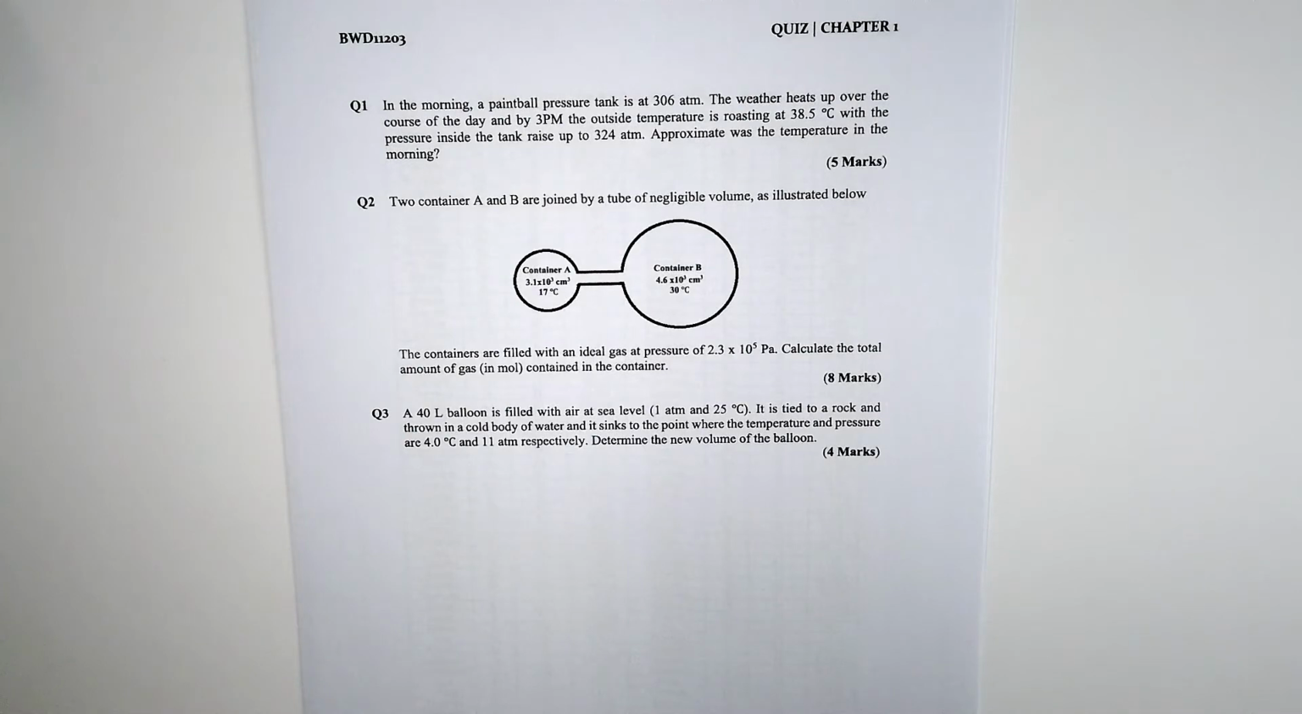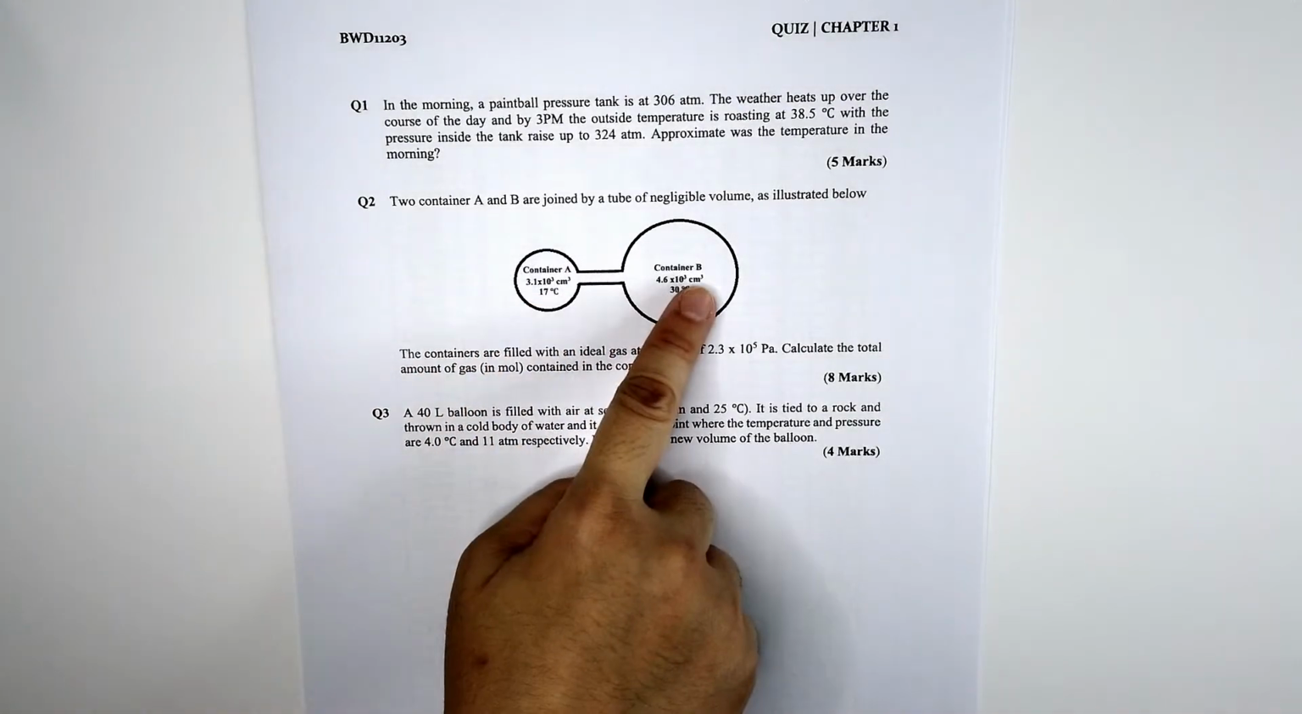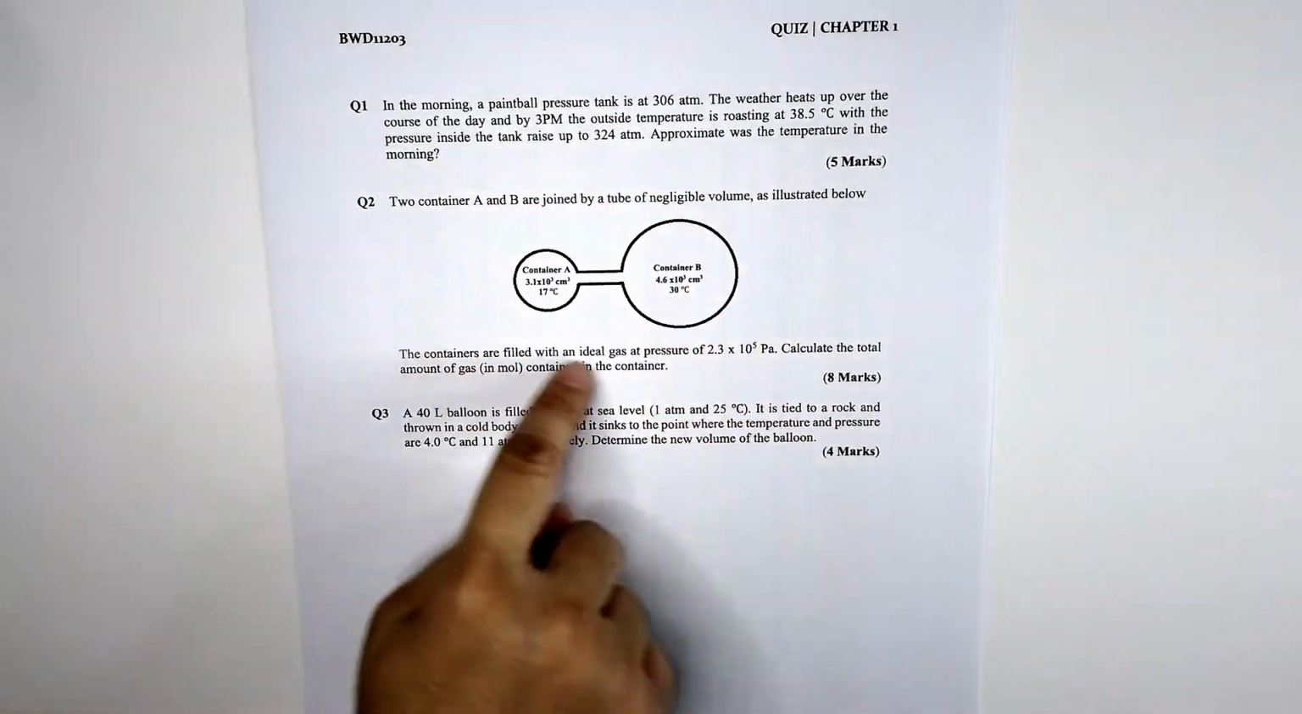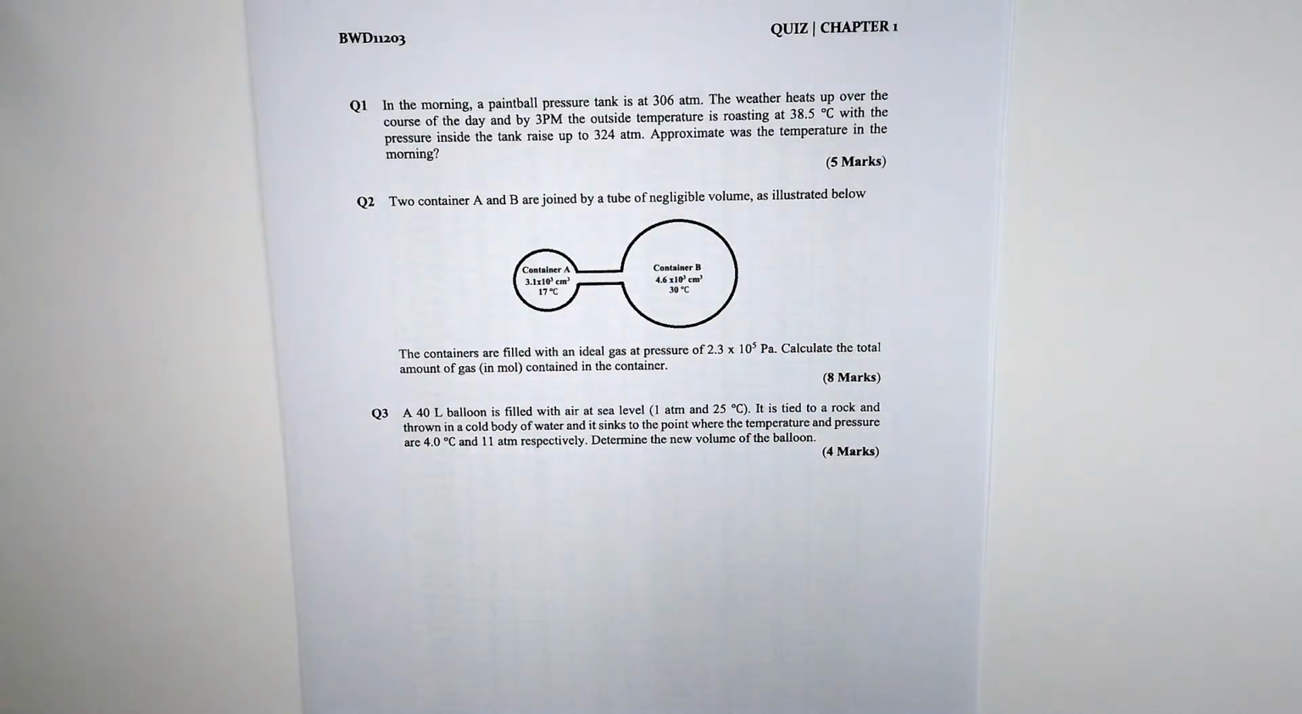Moving on to the second question. Two containers, container A and container B, are joined by a tube of negligible volume as illustrated below. So this is the illustration. The containers are filled with ideal gas at a pressure of 2.3 times 10 to the power of 5 Pascal. Calculate the total amount of gas in mole contained in the containers.